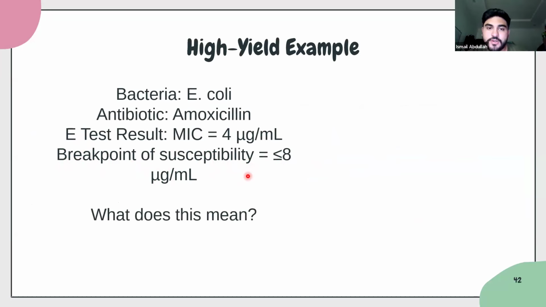Because as I mentioned earlier, let's say the breakpoint of susceptibility is 8 or less. If I'm using a concentration of 10 or 12 or 24, this could indicate that my antibiotic is not as effective as it used to be on E. coli. This is how we really assess susceptibility. I know it might be confusing, but you just need to think about it for a minute. I hope it's clear.